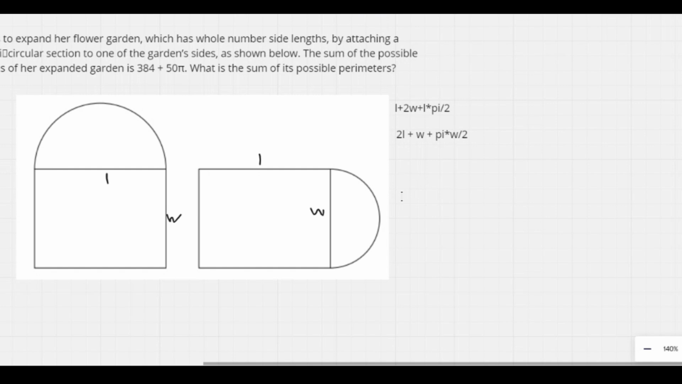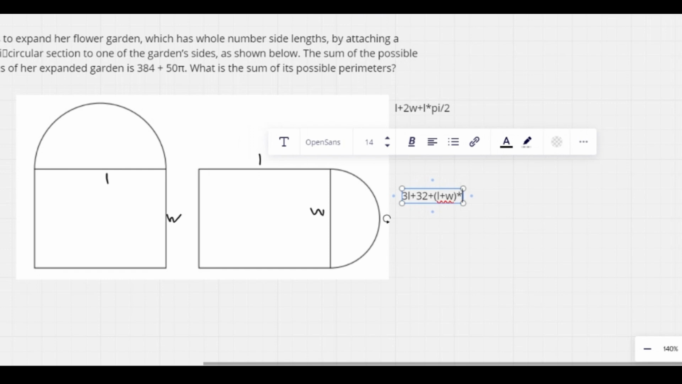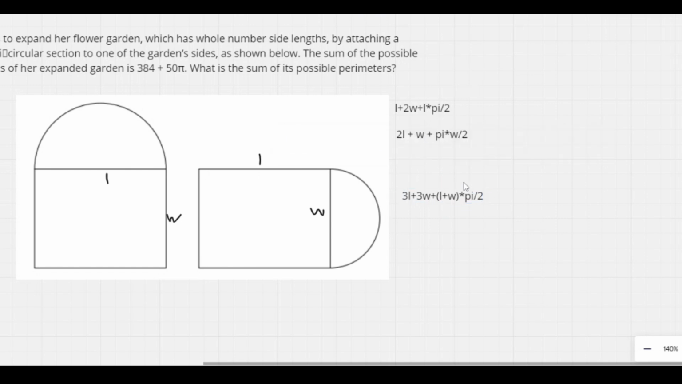We will get 3L plus 3W plus L plus W times pi over 2. So that's after we added these two together, we'll get this, which is the total perimeter.